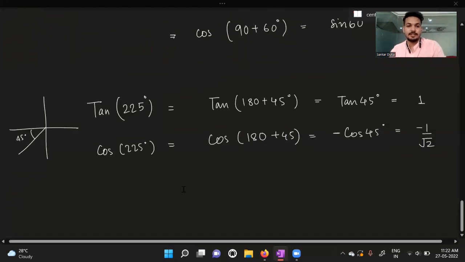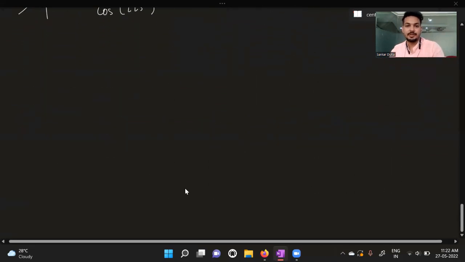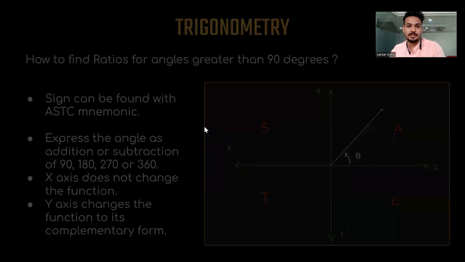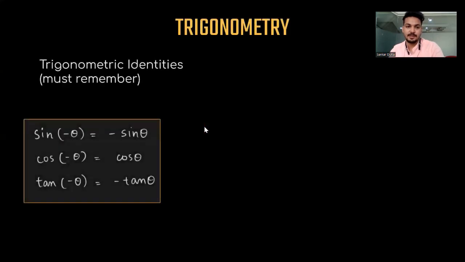Okay. Next is the trigonometric identities. So let's see what are the different trigonometric identities. I hope you know these ones. These are pretty simple. Sine and tan, we call them odd functions, because when you put a negative angle inside it, the negative sign comes outside.